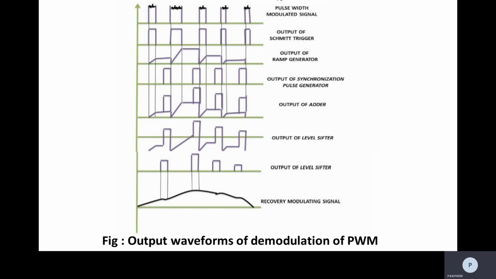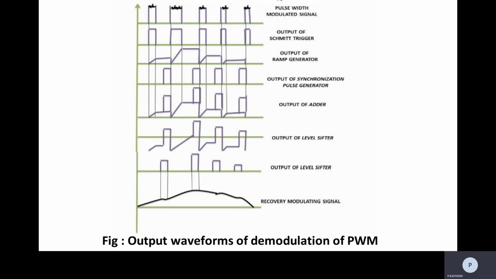And in the next waveform, we will see the output of a level shifter. So it just shifts the level. The output of a level shifter will be like this. And next, the last one, we will see the recovery of a modulating signal. In between this, we will use a rectifier also. So finally, we will get the output of a PWM like this. So it is the demodulation of a PWM.